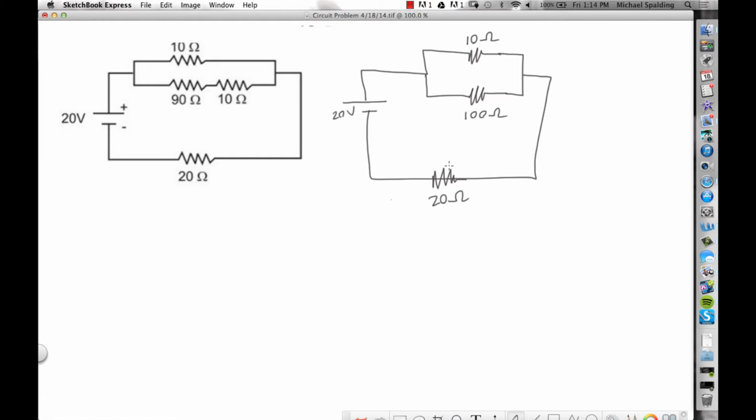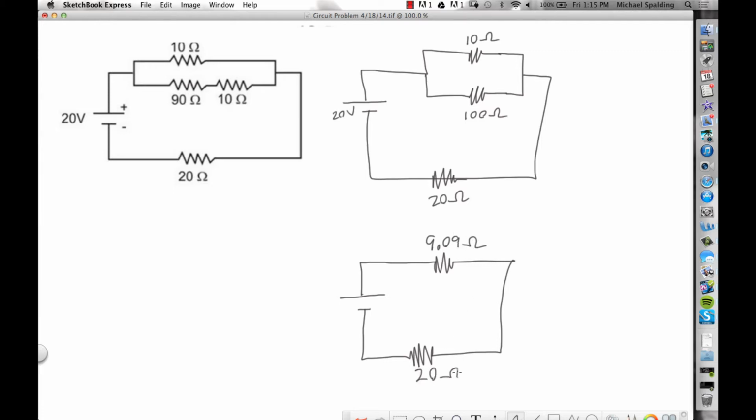All right, next thing we're going to do. The next thing I'm going to do is redraw it again. Now what do we simplify? The 10 and the 100, those guys are in parallel. So let's simplify those into one. So we redraw the circuit, and it looks like this. So now a 10 and a 100, you do the 1 over equation. This simplifies to 9.09 ohms.